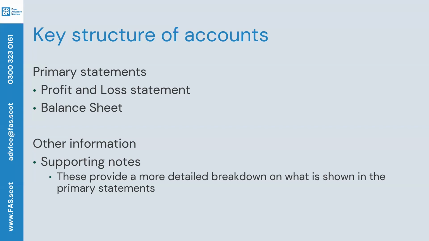And then we have some other information in there as well. Generally speaking, the main section that we look at is the supporting notes. So you've got your profit and loss and your balance sheet up at the front, and then at the back you might have 5 or 6 different pages of notes that are all numbered the whole way through, and they provide more detail about what's in each of those profit and loss items or each of those balance sheet lines. So they provide a more detailed breakdown of what is shown in those primary statements.